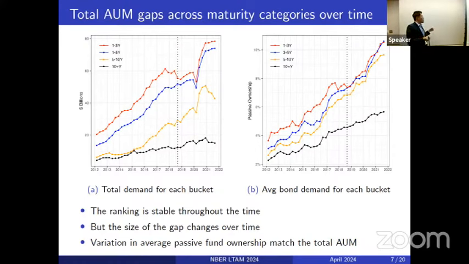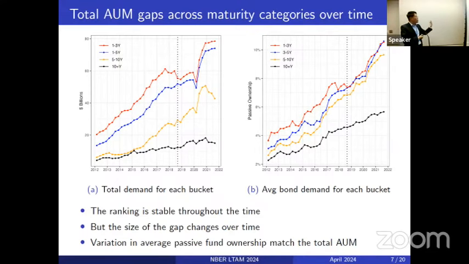Okay, before we just provided you with a snapshot, now we want to see how this gap evolved over time. So here on the left panel, we plot the total asset under management for each maturity bucket over time. And we can see the ranking is quite stable over time. The red line is the 1 to 3 year, blue line is 1 to 5 year, yellow line is 5 to 10 year, and the black line is 10 plus year. However, despite the ranking being quite stable, the size of the gap is actually changing over time.